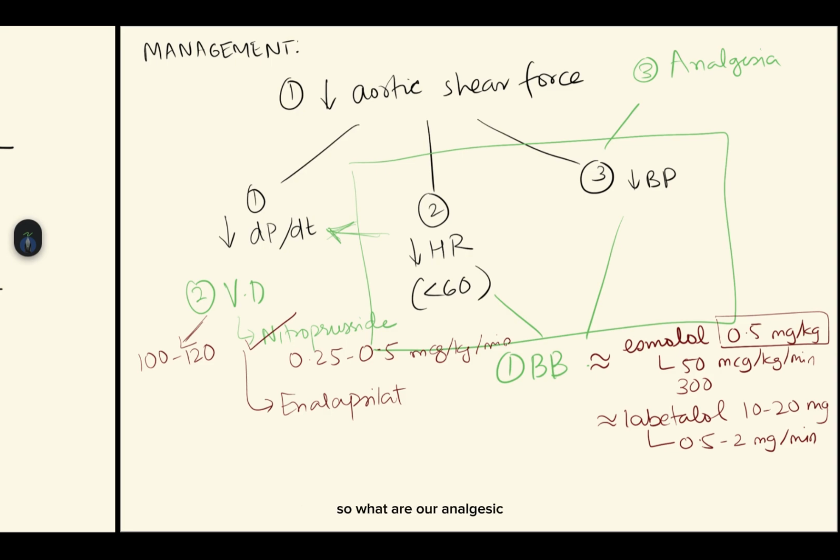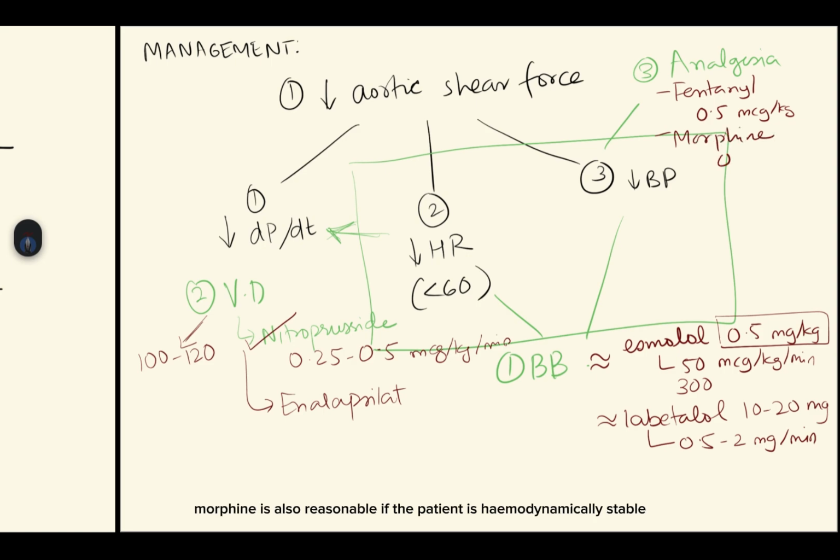So what are our analgesic agents of choice? We have got fentanyl. Fentanyl we can give in the dose of 0.5 mcg per kg every 30 minutes as needed. It is very good because it has got a short half-life, minimal hemodynamic effects, and it is very valuable, especially if the patient is going to be hypotensive. But obviously morphine is also reasonable if the patient is hemodynamically stable. We can give 0.1 mg per kg IV every hour as needed.